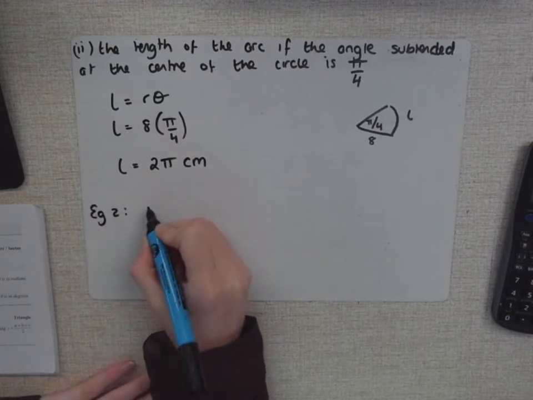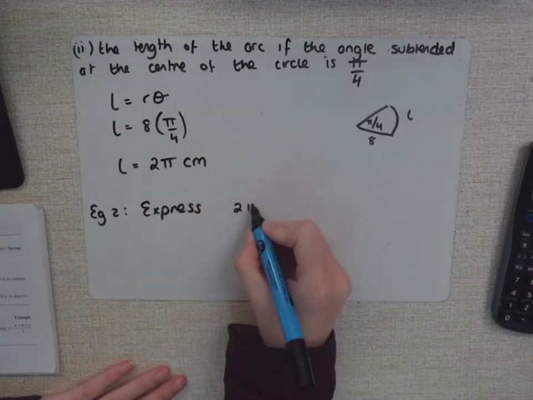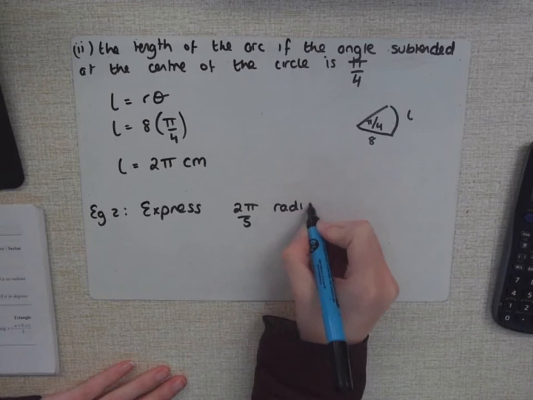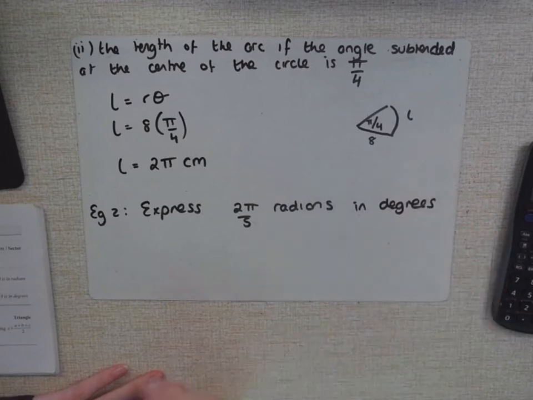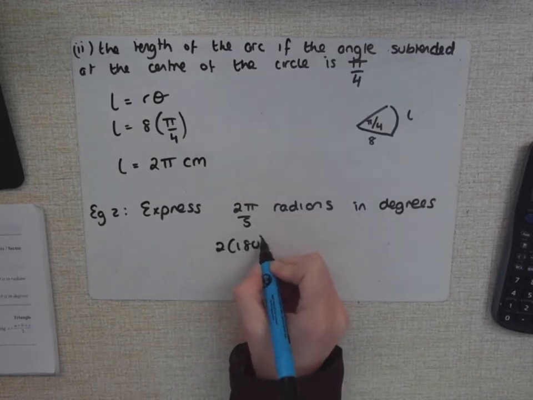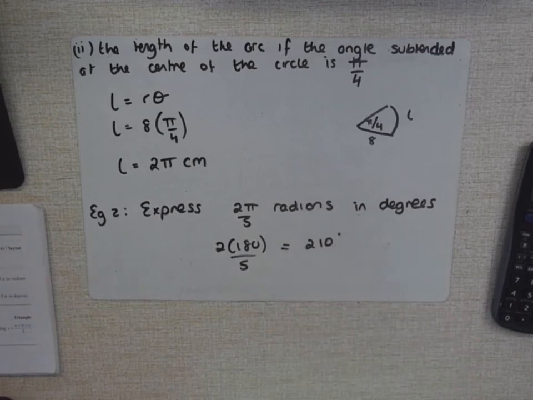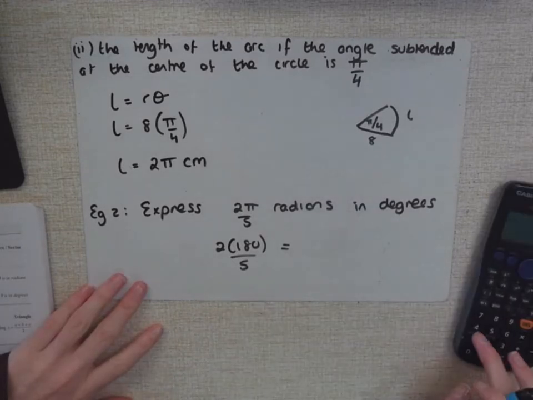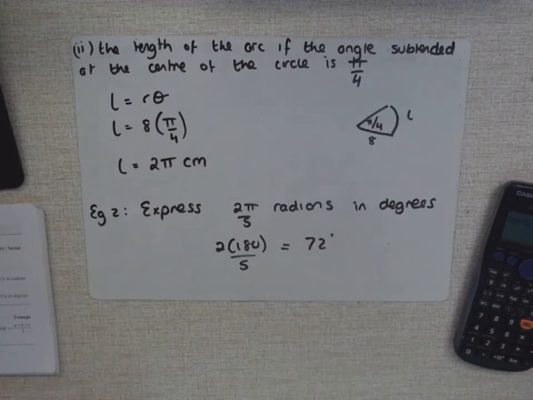Just very quickly, because we talked about converting from degrees to radians, what about the other way? Express 2 pi over 5 radians in degrees. Can you remember from complex numbers what we used to say pi is? 180. That's simply it. 2 by 180 over 5. Okay, 210 degrees. Oh, sorry. What am I doing? 72 degrees.